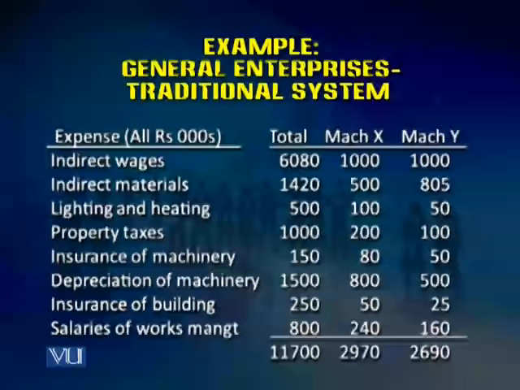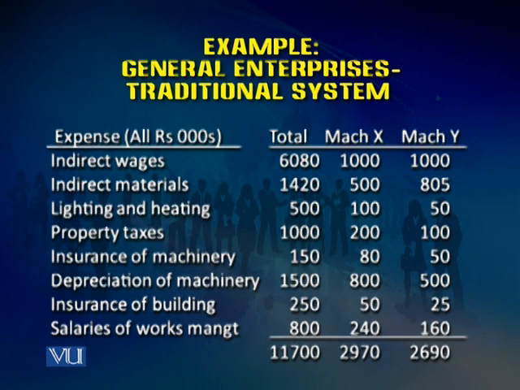Normally, you will adopt a basis for allocating this expense. Lighting and heating usually is allocated on the basis of the cubic square foot of the areas being used. Property taxes have been allocated. This can be allocated on the basis of area. Insurance of machinery is allocated to all the departments, normally on the book value of the machinery in each department. Depreciation of machinery is also allocated on the basis of book values of machineries within the various departments.